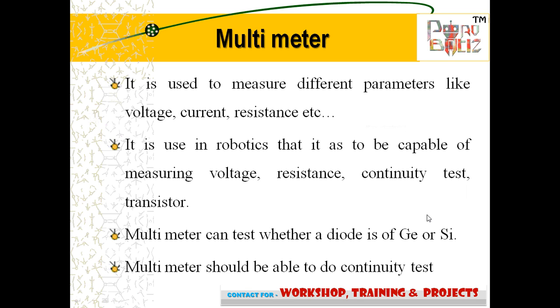Now discuss the multimeter. It is used to measure different parameters like voltage, current, resistance, etc. It is used in robotics, that is, it has to be capable of measuring voltage, resistance, continuity, and testing transistors. Multimeter can test whether a diode is of silicon or germanium. A multimeter should be able to do continuity tests.